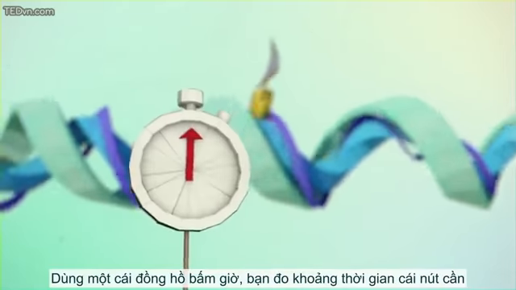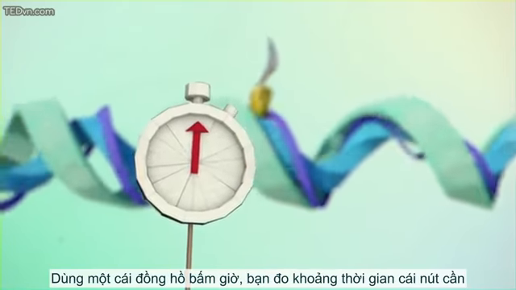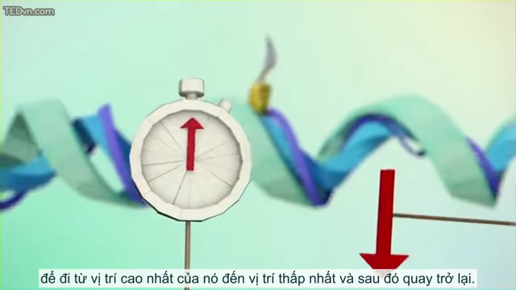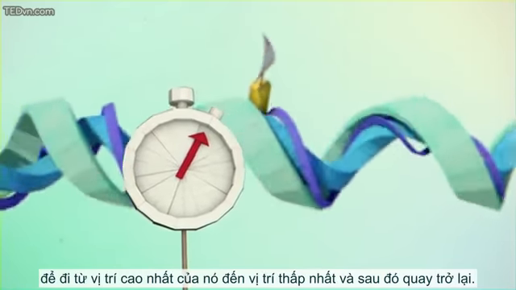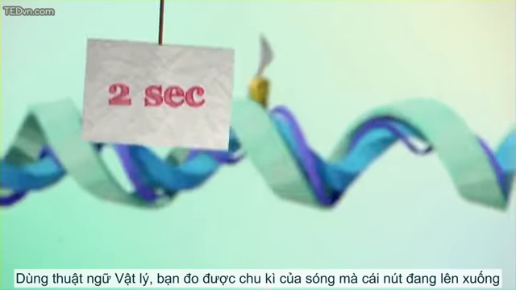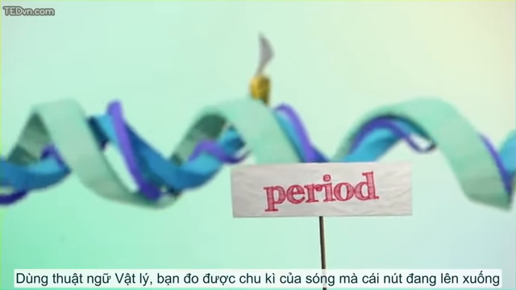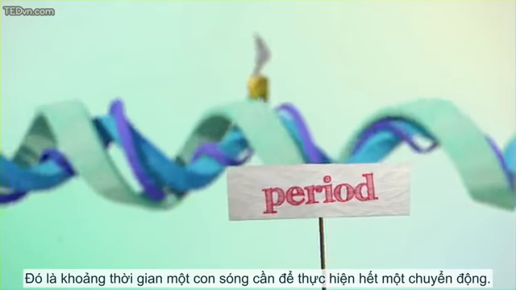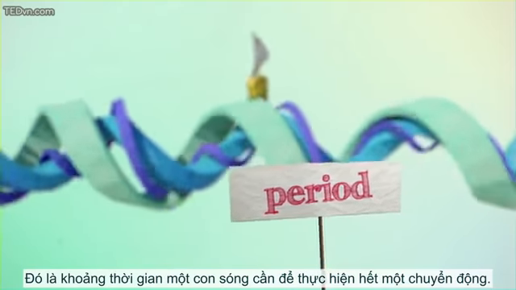Using a stopwatch, you measure the time it takes for the piece of cork to go from its highest position down to its lowest and then back up again. Suppose this takes 2 seconds. To use the physics jargon, you've measured the period of the waves that the cork is bobbing on. That is, how long it takes a wave to go through its full range of motion once.